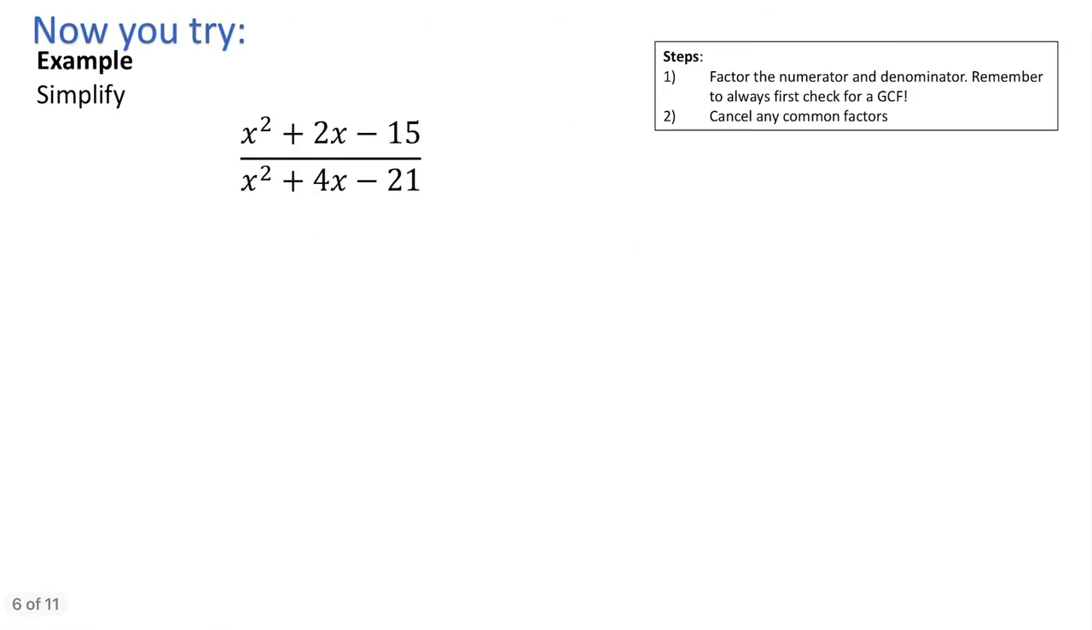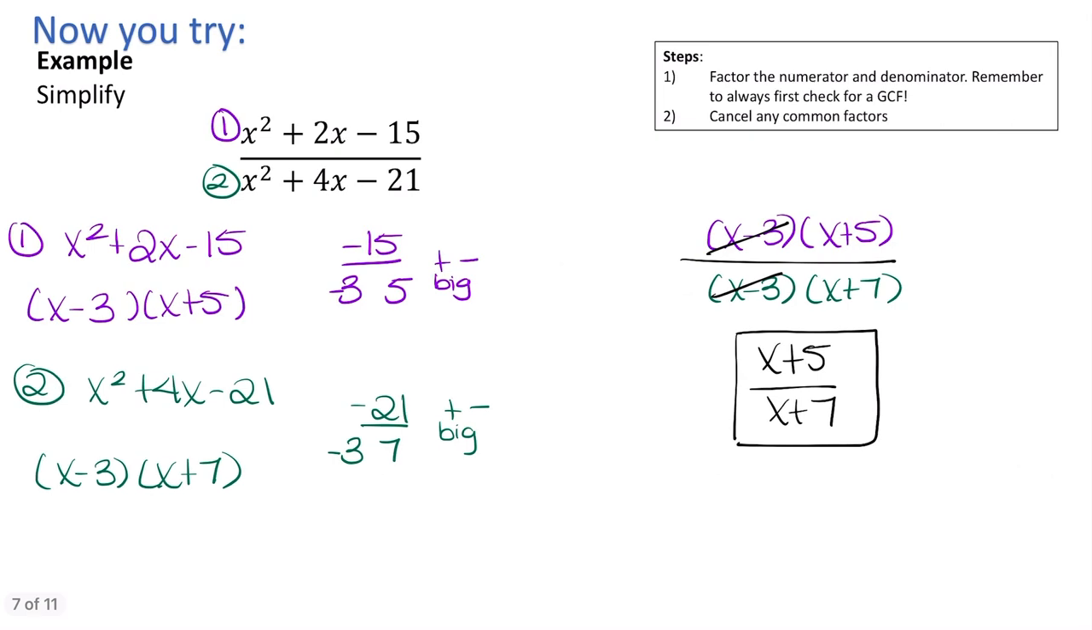So now you can go ahead and pause the video and try doing this example on your own. Here when you factor the numerator, you get x minus 3 times x plus 5. The denominator factors to x minus 3, x plus 7. So when we write this expression all in factored form, notice the x minus 3's will cancel, leaving us with x plus 5 over x plus 7.